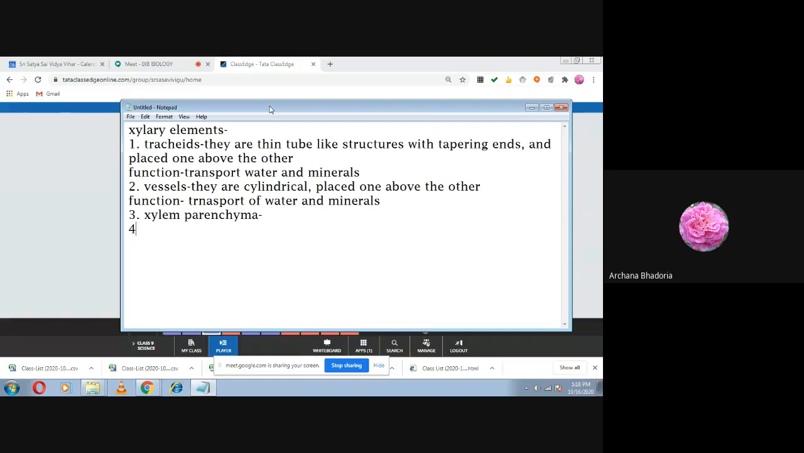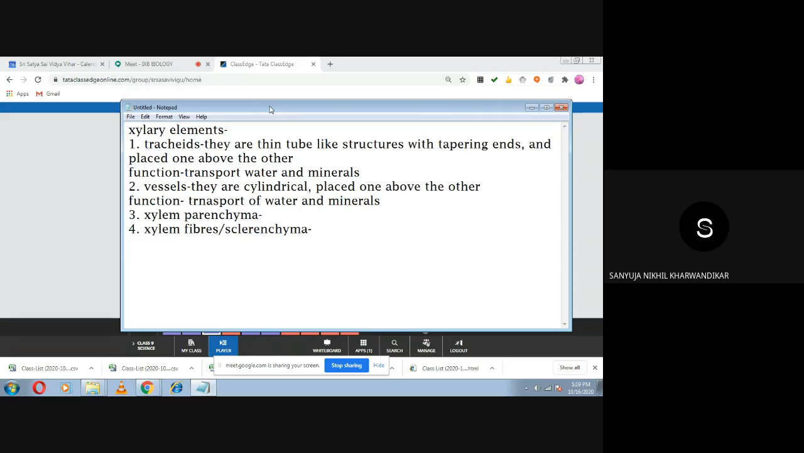And the fourth element, that is your xylem fibers. We also call it xylem sclerenchyma. So these xylem sclerenchyma, they are the fibers. They are elongated, thin, and sclerenchymatous. What is the important property or feature of the sclerenchyma? To provide mechanical strength, mechanical support. Why are they able to give mechanical support?